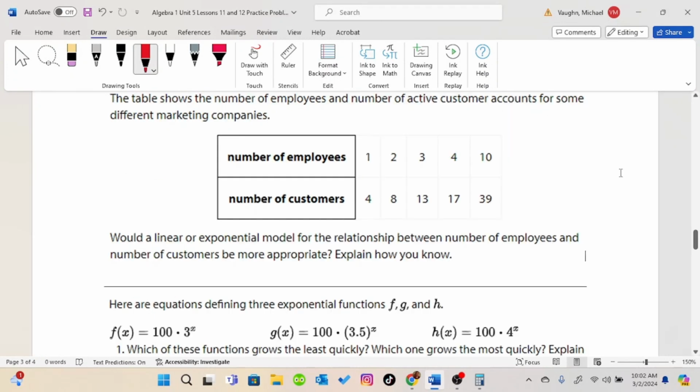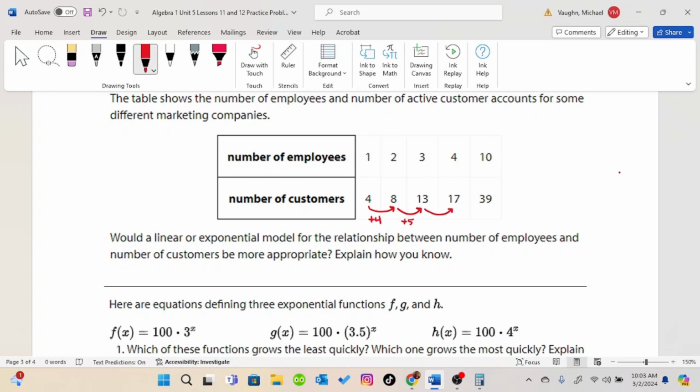The table shows the number of employees and number of active customer accounts for some different marketing companies. Would a linear or exponential model for the relationship between the number of employees and number of customers be more appropriate? So first, we're going to check if it's linear. To go from 4 to 8, we add 4. To go from 8 to 13, we add 5.